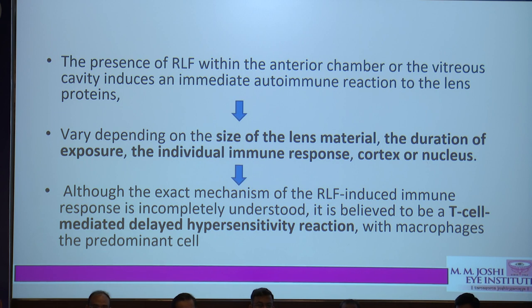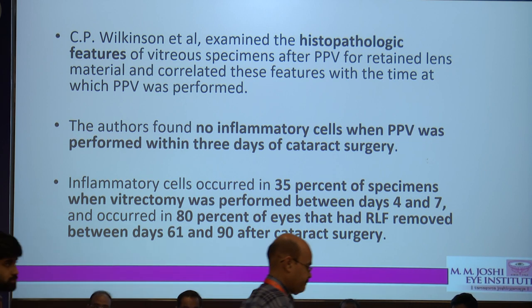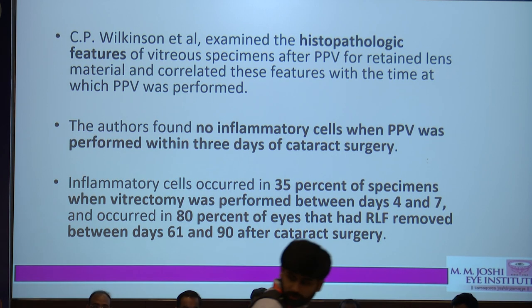The exact mechanism of retained lens fragment induced immune response is still incompletely understood, but it is believed to be a T cell mediated delayed hypersensitivity reaction. So the majority of the studies suggest that if it's a cortical piece of less than 1/3, then it can usually be observed. But if it is any nuclear fragment, it has to be removed. We cannot keep on observing any nucleus fragment. Cortical matter of less than 1/3 can definitely be observed.